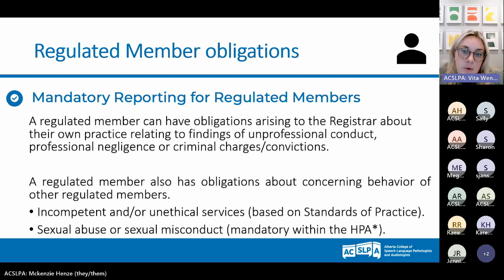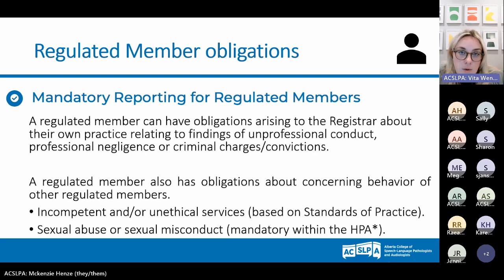Equally, a regulated member also has obligations about concerning behavior of other regulated members. So our standards of practice do have sections that speak to this regarding incompetent or unethical services. And generally, there are professional obligations relating to if an SLP or an audiologist has concerns about another member, or they believe they need to report someone based on incompetent or unethical services, etc.